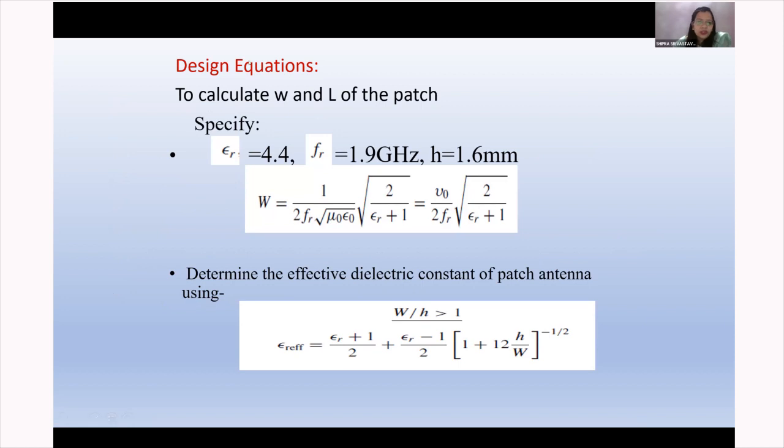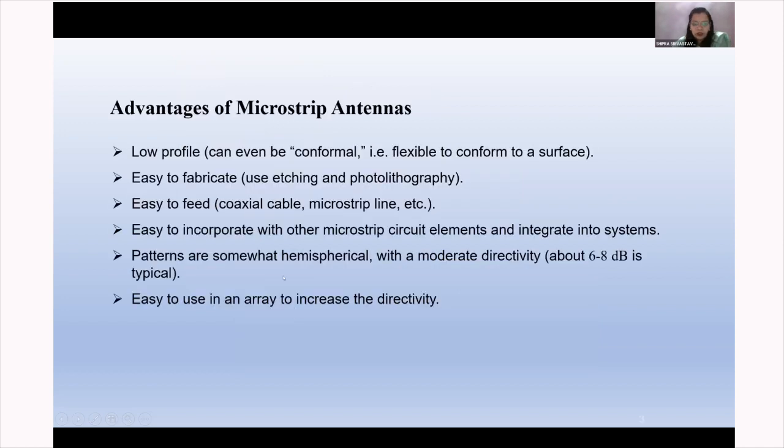Now, I will explain my topic on the square patch. If I want to calculate the length and width of the patch antenna, these are some design equations to calculate W and L of the patch. We have to specify the epsilon R for the material, the frequency for which you are going to calculate, and the thickness of the dielectric substrate. Using these parameters with this equation, we can calculate the width of the patch antenna. From that, we can calculate the epsilon effective.